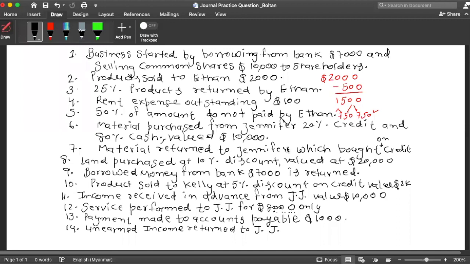What is selling common share? Okay, don't worry about common share, just keep in mind shares. There are two types of shares. Did I explain common shares and preference shares to you? Yes. So one student asked me a question: what is selling common share to shareholders? Selling common share means selling shares, right? Share capital, common share capital.